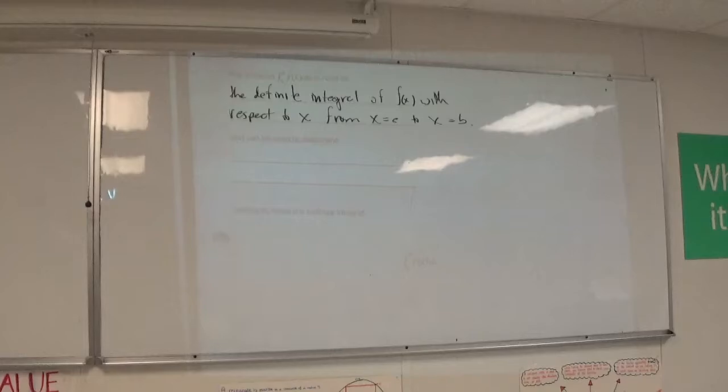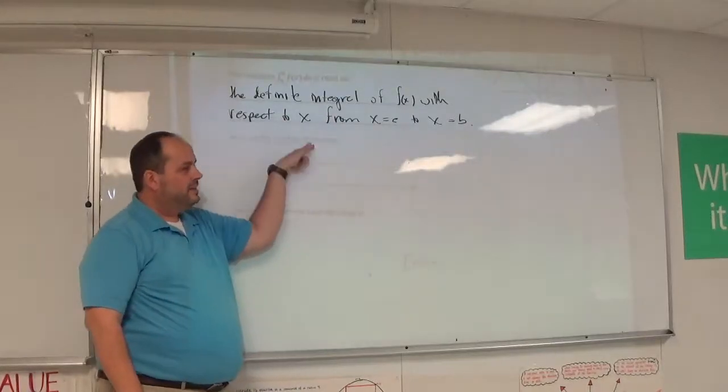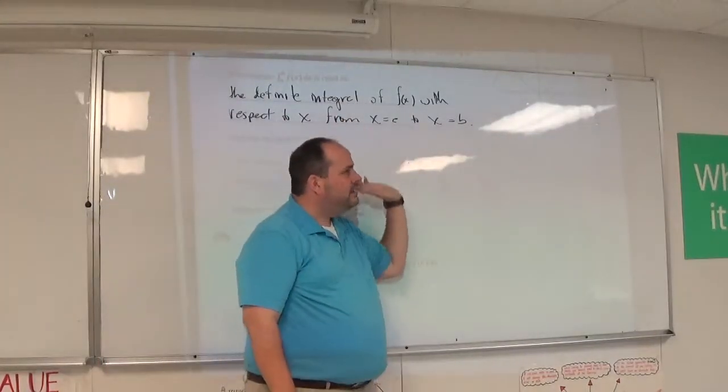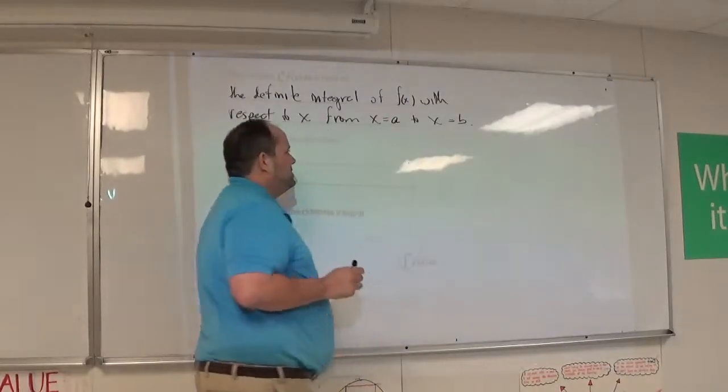Everyone's going to read this notation. 1, 2, 3. The definite integral of f of x with respect to x from x equals c to x equals b. First of all, that's an A. I'm not sure where the C came from.